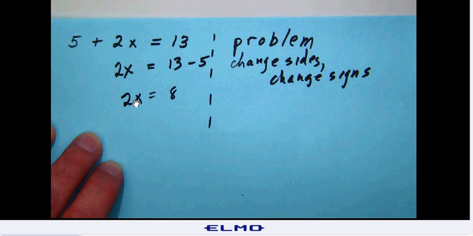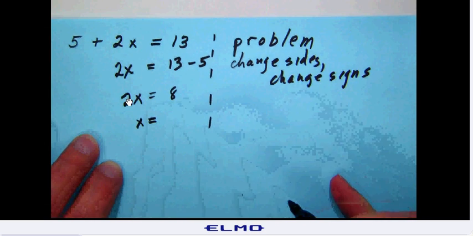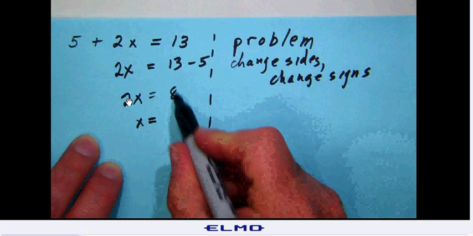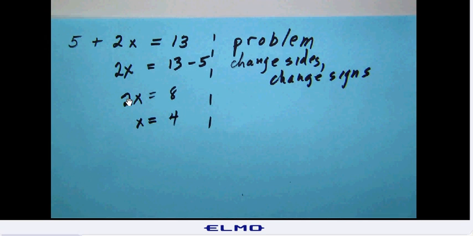To get the x by itself, we have to get rid of the 2. The 2 has been multiplied times the x. The opposite of multiply is divide, so we're essentially going to divide both sides of the equation by 2, particularly this side. 8 divided by 2 is 4, and that allows us to solve the problem.